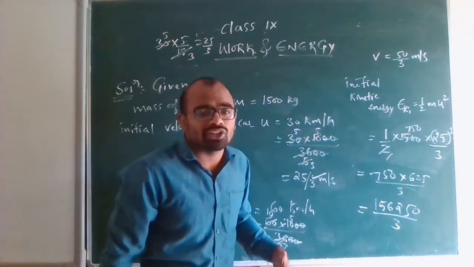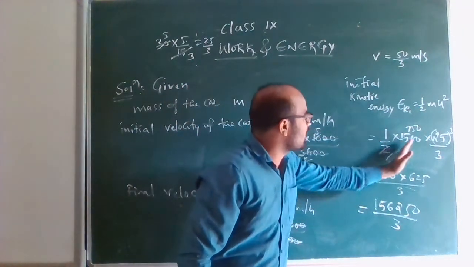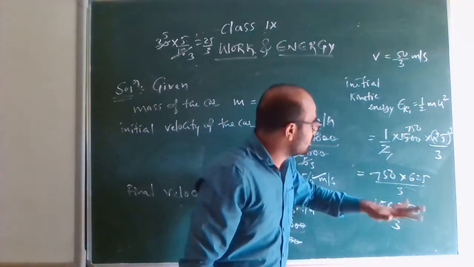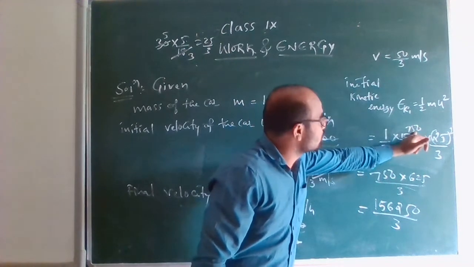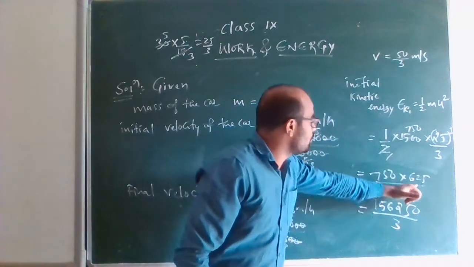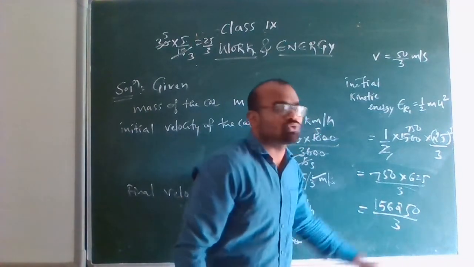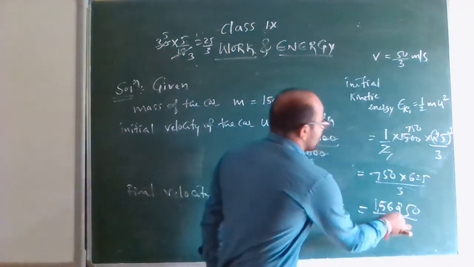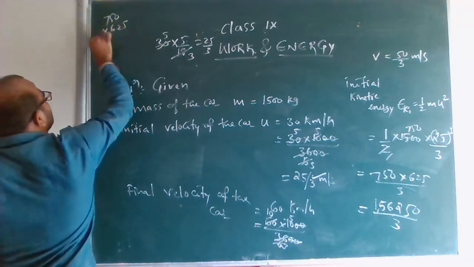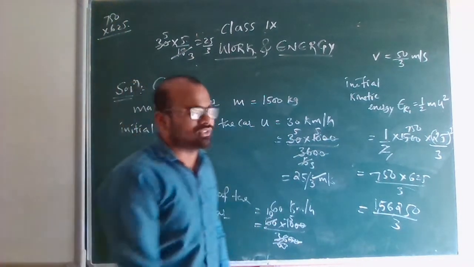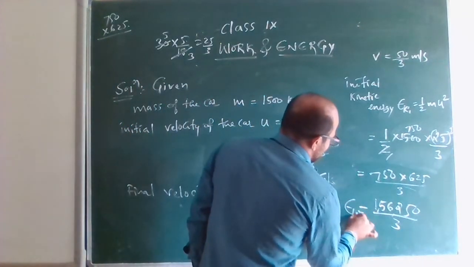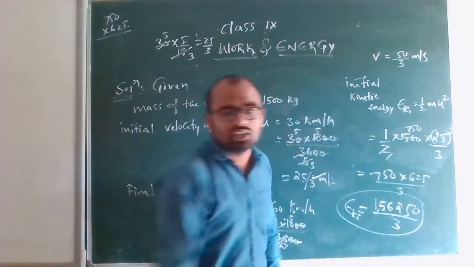Now we want the initial kinetic energy, half m u square. We have to do 25 square, which I was not doing. Now I understood later: 2 ones are 2, 750 into 625. If you multiply this, you will get 1,56,250. So multiply it separately. Okay, you do 750 into 625 and the answer will come. 1,56,250 by 3, this is EKI, the initial kinetic energy.